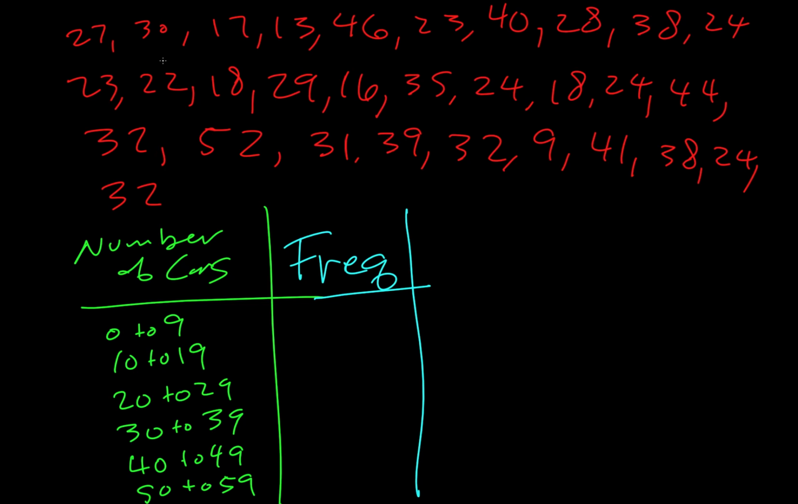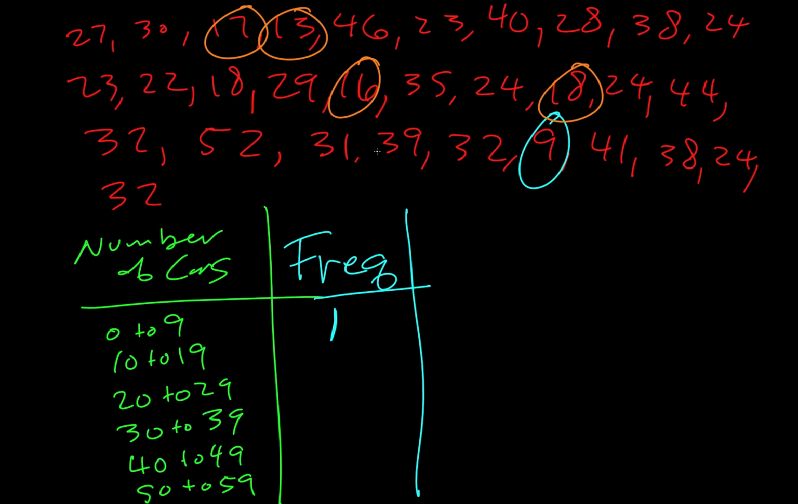So numbers that are in between 0 and 9, or just one digit, we only have one of those. So I'm going to write that down. And then numbers that have a 1 in front of them, in other words, 10 to 19. So we have 1, 2, 3, 4. Did I miss one? I feel like I missed one right here. 5. So this one goes here.